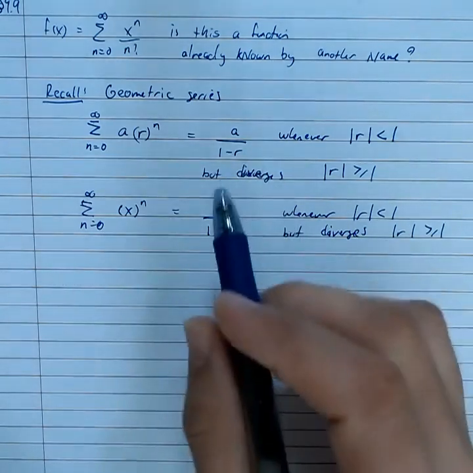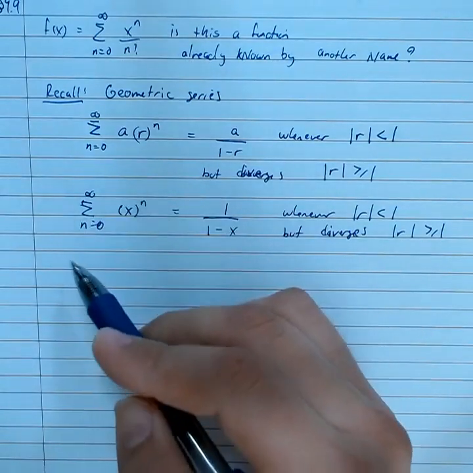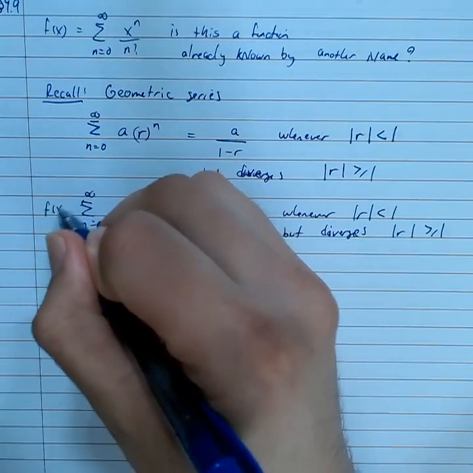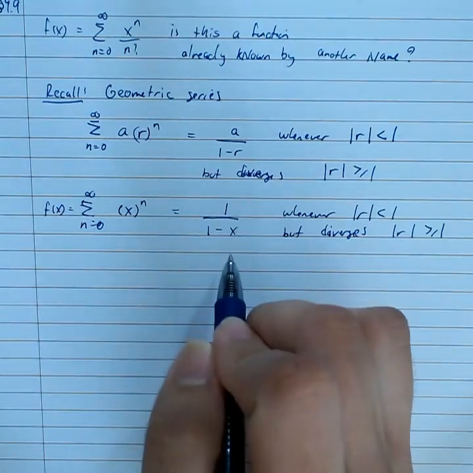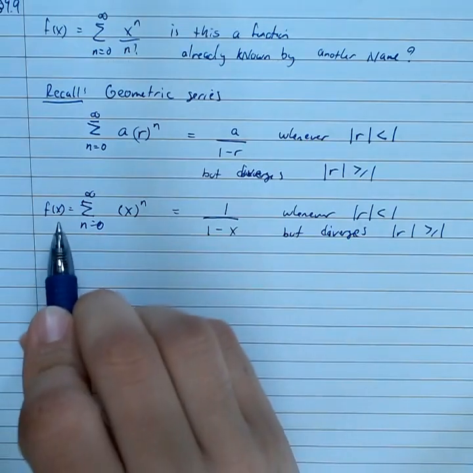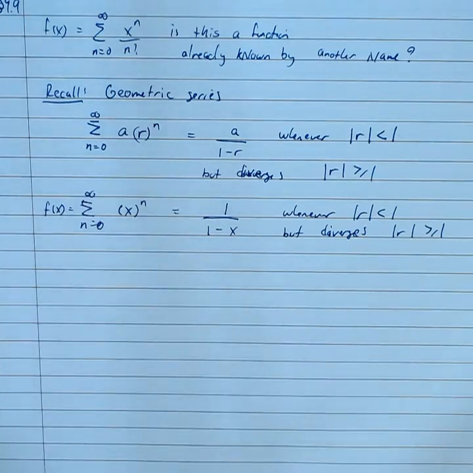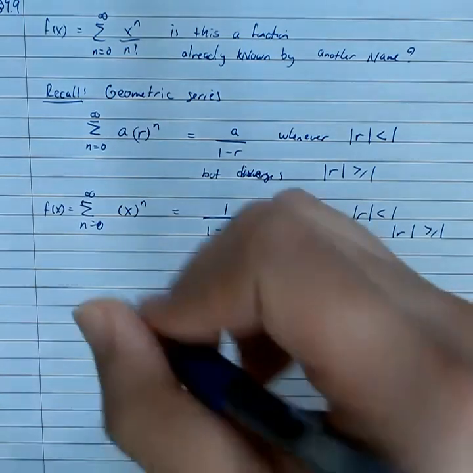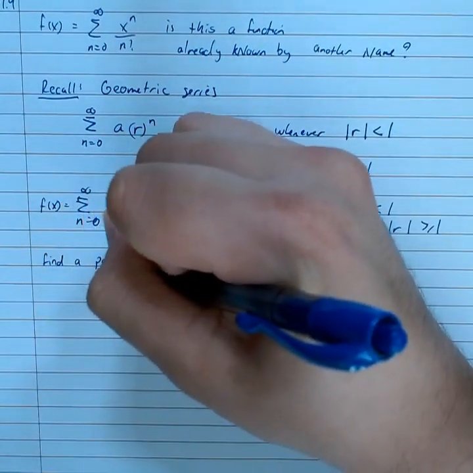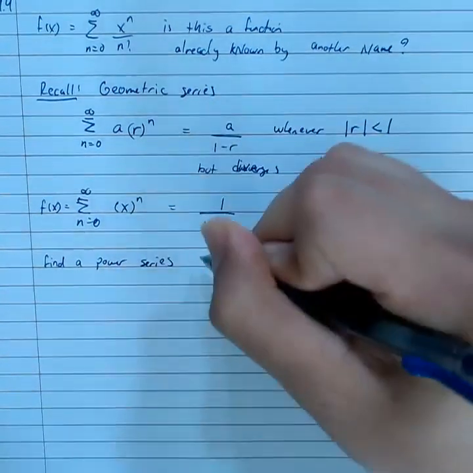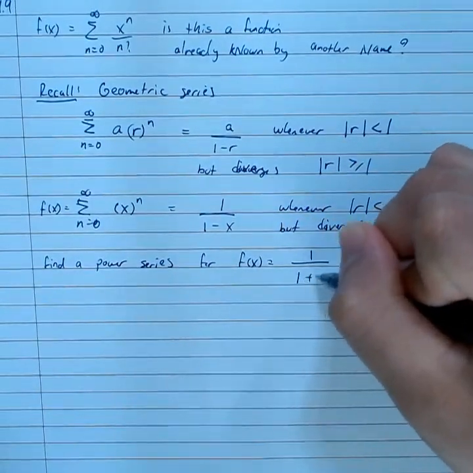All right, so let's say I wanted to take this function and write it as a power series. Well, I'd write it this way. So here, if I call f of x equal to this power series, that's the same as calling f of x equal to 1 over 1 minus x. But if this is a function, I should be able to do the same things that I usually do with functions. In particular, I should be able to plug in different things. So here, let's say I wanted to find a power series for f of x equal to 1 over 1 plus x.